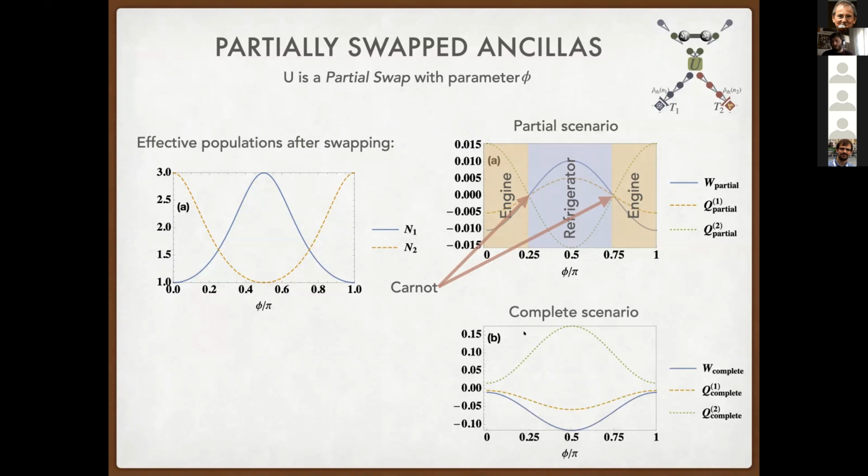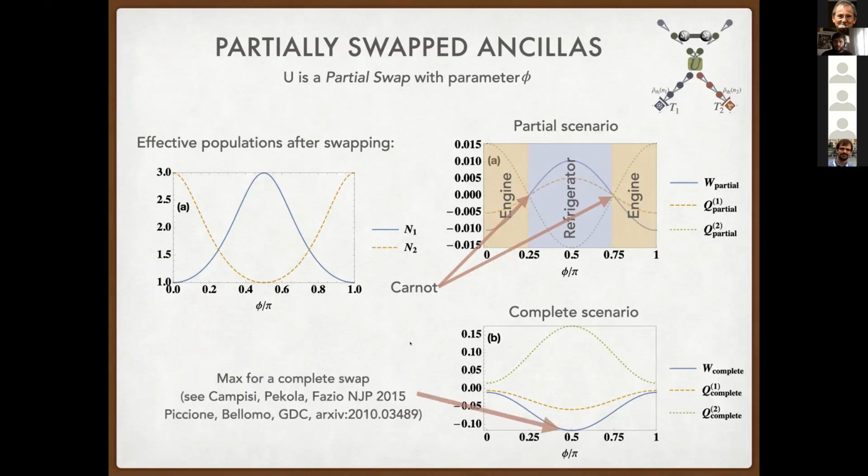In the complete scenario, instead, what we see is that there is no sign change. This all remains in the engine regime. The difference is that for phi equal to 0, you see very, very little heat current and work produced. And when phi goes to pi over 2, the total swap, this is all amplified by actually 10 times. So the maximum performance, the maximum power that you get, is for a complete swap. And this is reminiscent of a paper by Campisi, Pecora, and Fazio.